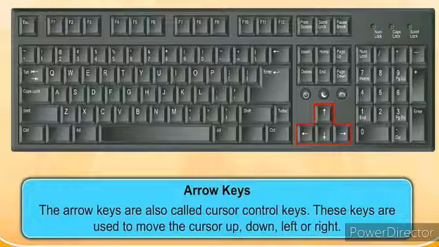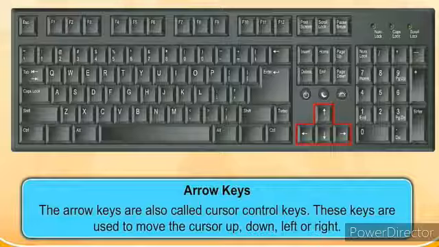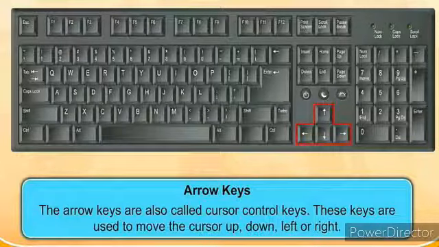Now we are going to discuss the arrow keys of the keyboard. The arrow keys are also called cursor control keys. These keys are used to move the cursor up, down, left, or right.